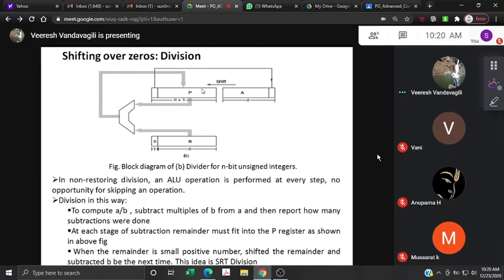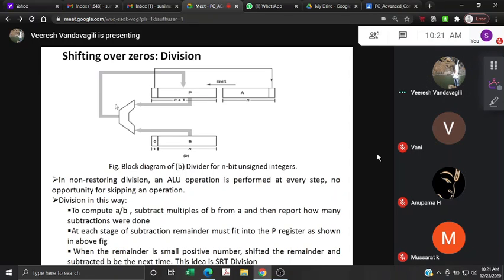In the non-restoring operation, the operation is done by checking whether P is negative or positive. If P is negative, shift P comma A by one bit left, then add B plus P and store the result in P. When P is positive, shift one bit left and do P minus B, so the subtraction is done and the result is stored back into P.